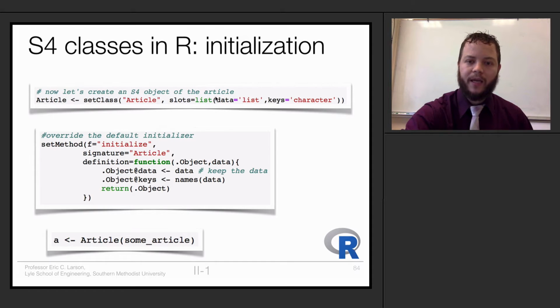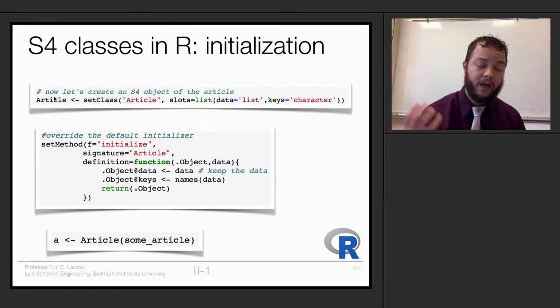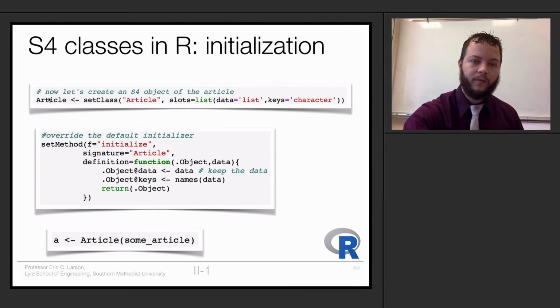and it's going to take in a couple of variables. The first one is called data, which will be a list, and the second will be called keys, which will be characters. And so we actually give this a list of the data types that we have right here. So data will be of type list, keys will be of type character, and I save that into article right here. Okay, so now the class is set, and it's saved inside of a variable called article. But for all practical purposes, we can think of that as the constructor for this class.